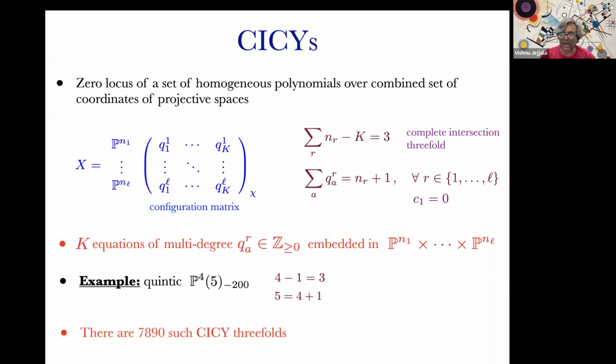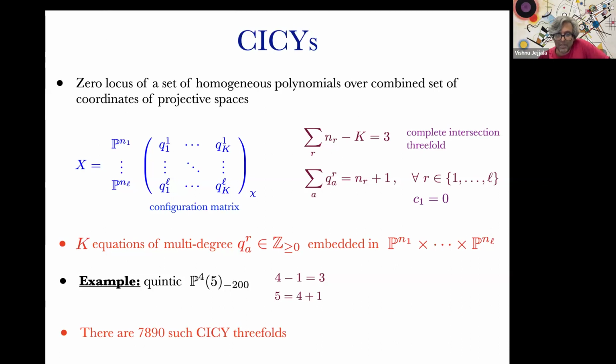We have used a new tool to analyze these kinds of manifolds. This new tool is machine learning, and I've been playing with machine learning in this context since about 2018. The initial investigations were on complete intersection Calabi-Yaus. We're looking at the topology of these manifolds. This is the zero locus of a set of homogeneous polynomials over products of projective space. The complete intersection condition and the Calabi-Yau condition are realized as constraints on the numbers which appear in these configuration matrices. There are 7,890 of these configuration matrices describing complete intersection Calabi-Yau threefolds.